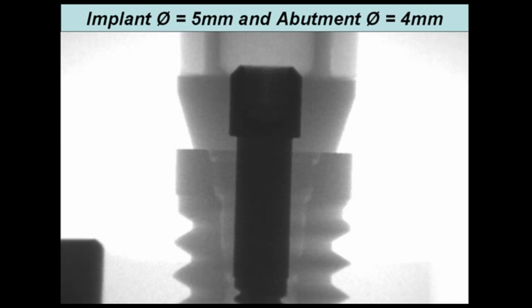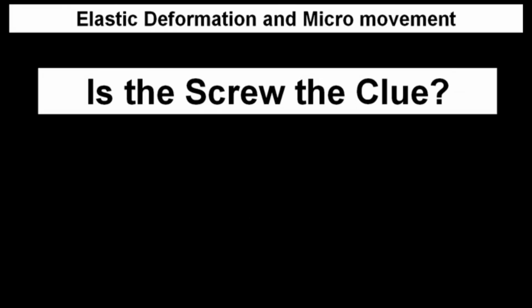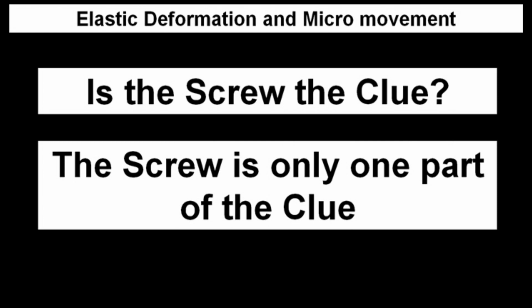In comparison to this, the platform switched situation, and don't have a look at the microgap, please have a look at the implant wall on the right side, and you will see that there is no or only a small elastic deformation. So we can say the screw is only one part of the clue. We should have a look at the whole system. If we have a perfect binding screw and a bad implant, we solved nothing.